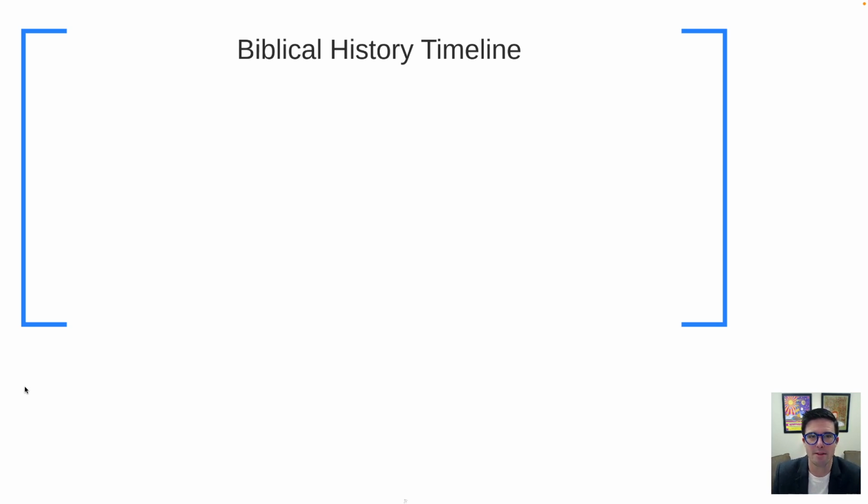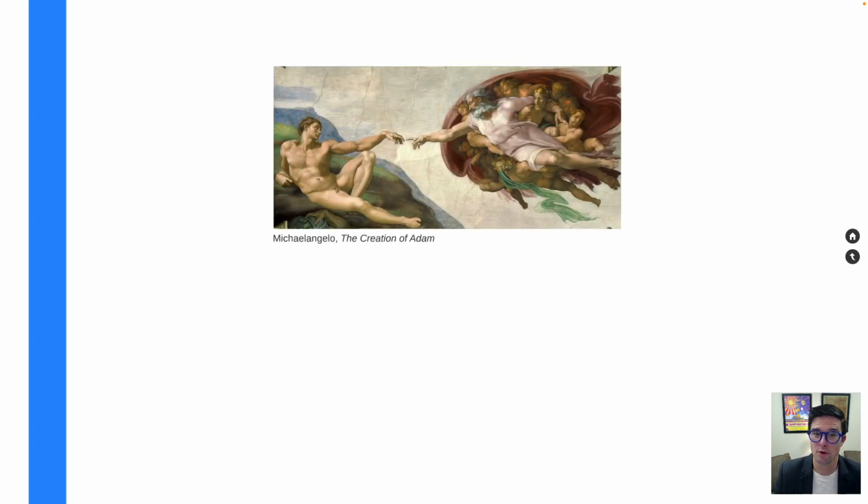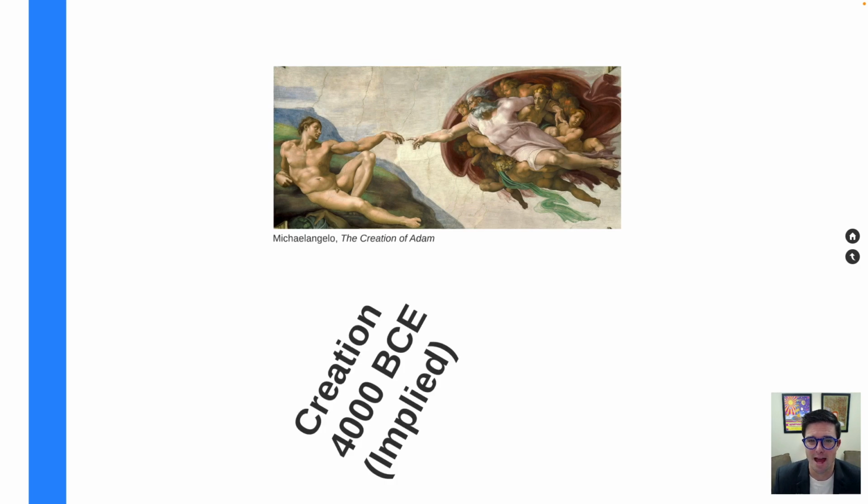So, if we think about the very beginning of the story in the Bible, it is when creation happens. And here we have Michelangelo's The Creation of Adam. We do not have any firm dates. The Bible does not indicate the time or the day on which creation happened. But the implied timeline from Genesis and from the Old Testament is that creation happened around 4000 BCE.